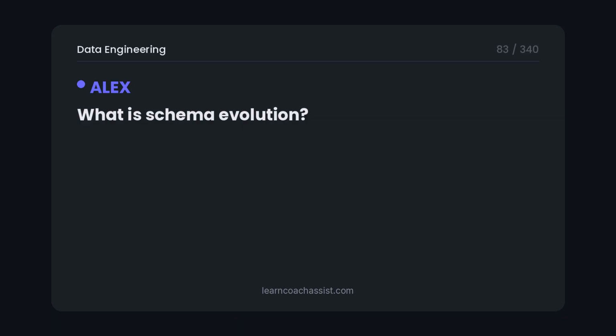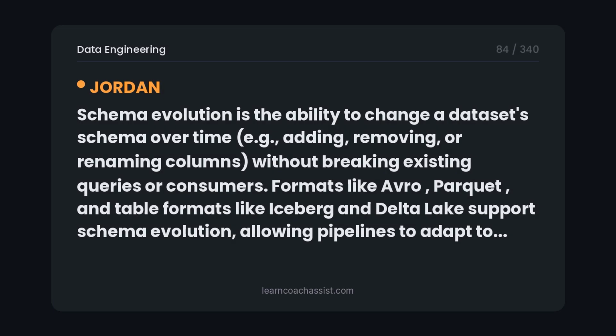What is schema evolution? Schema evolution is the ability to change a dataset's schema over time, e.g., adding, removing, or renaming columns, without breaking existing queries or consumers. Formats like Avro, Parquet, and table formats like Iceberg and Delta Lake support schema evolution, allowing pipelines to adapt to upstream changes gracefully.